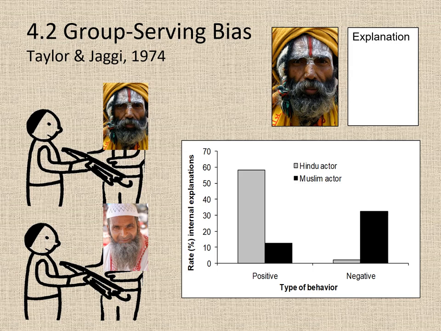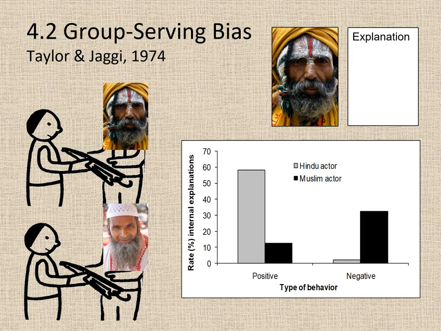Something like that. And the opposite if it's negative behavior. If it's a member of an out-group, then they give it internal explanations to a high degree. If it's a member of the in-group, then they don't give it internal explanations. Oh, that Muslim didn't lend the umbrella because he was a bad person. Or if it's a Hindu, oh, he didn't lend the umbrella because there was probably somebody else who needed it later, and it was a nice thing that he didn't lend the umbrella in this particular situation. Of course, in this case, it would have been interesting to have also Muslim subjects, to see if they do the same, but in the opposite direction. But they didn't have that in this study.